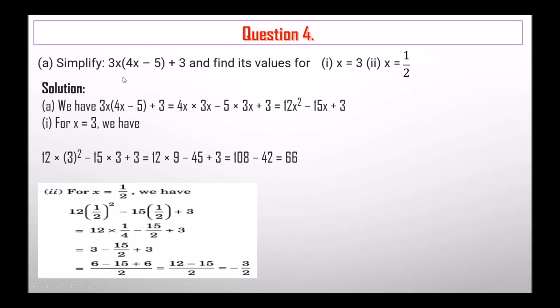So we will put the value of x, that is 3, in place of x. So we will get 12 into 3 square minus 15 into 3 plus 3, that is 12 into 9 minus 45 plus 3, that is 108 minus 42 equals 66.